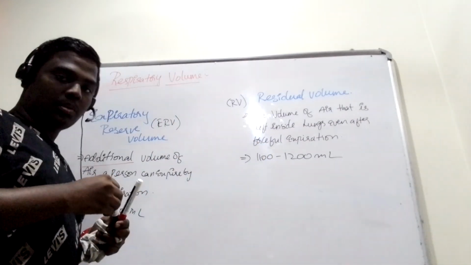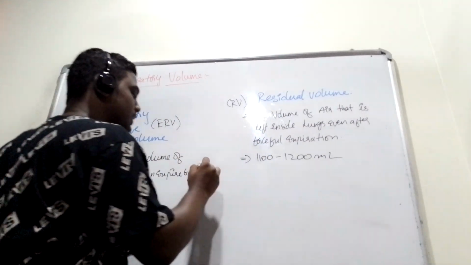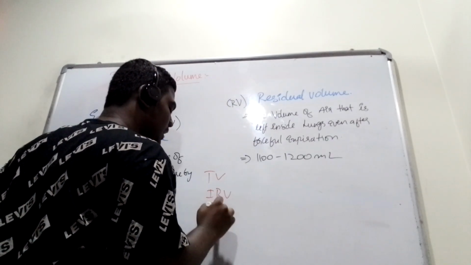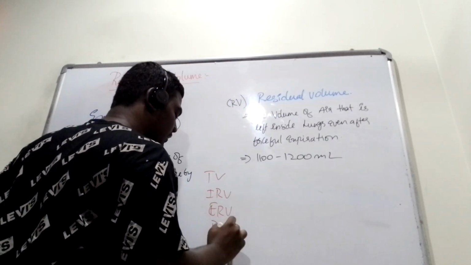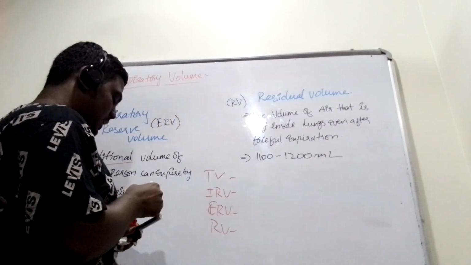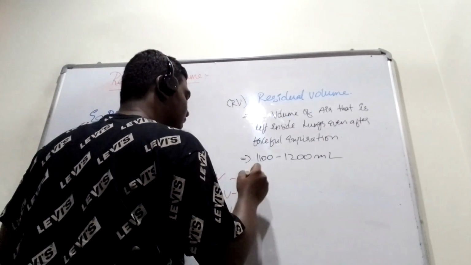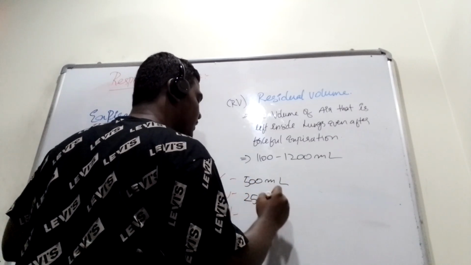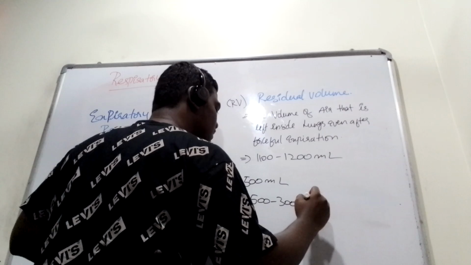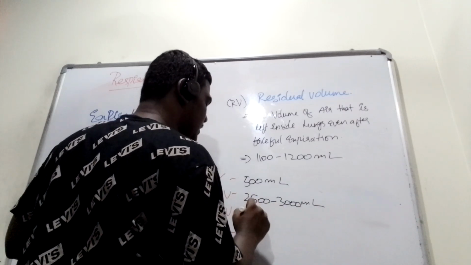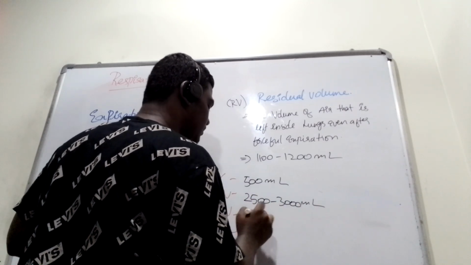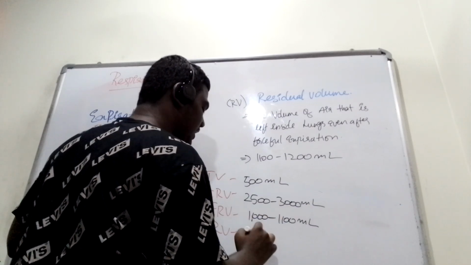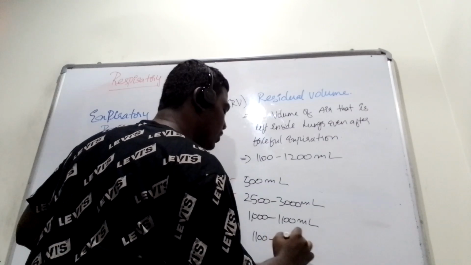Okay, so the four volumes once again: TV, IRV, ERV, and then RV. TV is the tidal volume, which is nothing but 500 ml. IRV is 2500 to 3000 ml. ERV is 1000 to 1100 ml, and then RV is 1100 to 1200 ml.